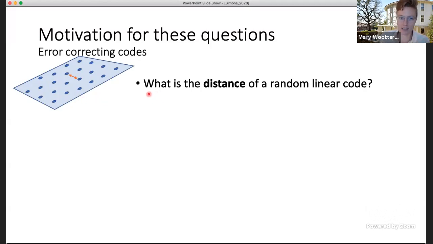Another way to say this question is just, what is the distance of a random linear code? Here, code just means a subset of F to the n. So a random linear code means a random linear subspace of F to the n. This is exactly what we're studying. And distance just means the minimum distance between any two points. This is a very classical notion that people are interested in in coding theory.